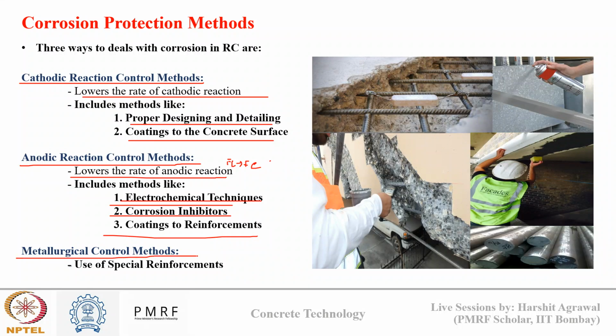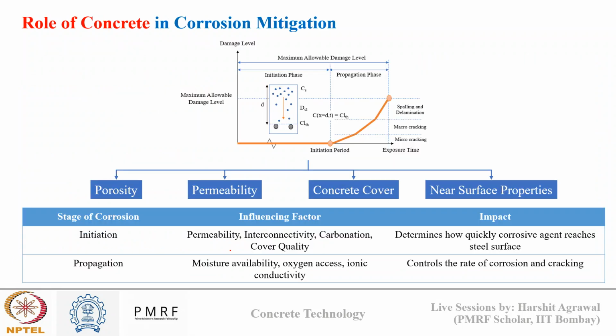Then there is metallurgical control method where we make use of special reinforcements like stainless steel, which have a strong passivation tendency, which delays the occurrence of corrosion. Okay, so these are different ways in which we can deal with corrosion. Now, among these different ways, if we focus on the role of concrete, this diagram tells us about corrosion stages that we saw earlier.